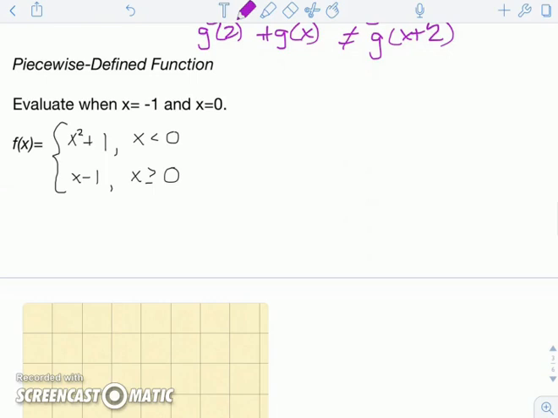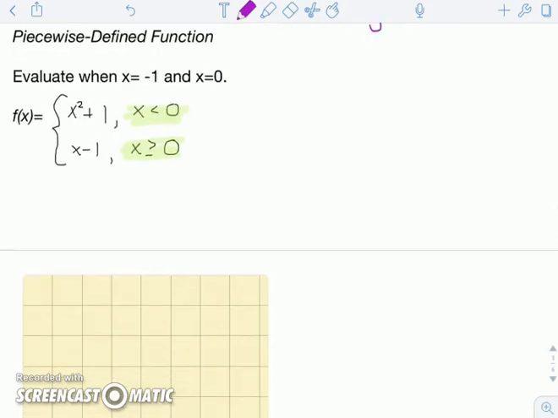All right, let's take a look at piecewise functions. Piecewise functions is basically two functions smashed together, okay? So this part right here, these are our parameters telling us where the different functions apply. For any value less than 0, we're going to be using this function. Any value greater than or equal to 0, we use this function.